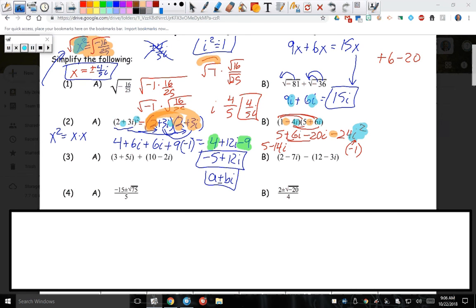And then remember this i squared became a negative 1. And if we're subtracting that, it's a negative times a negative, which would give you a positive 24. Last but not least, let's combine our numeric values to get 29 minus 14i, still remaining true to that a plus or minus bi form. So let's go ahead and erase that and make room for number 3 and 4. Alright, so number 3, erase that real quick.